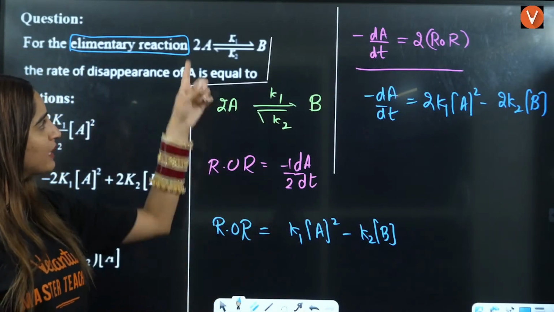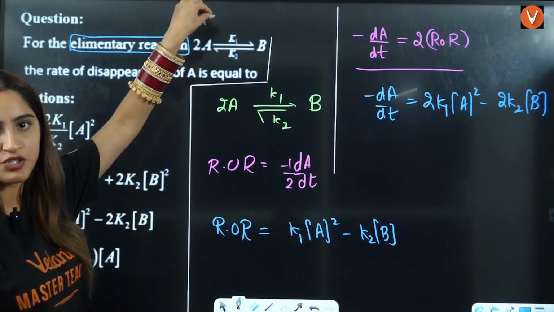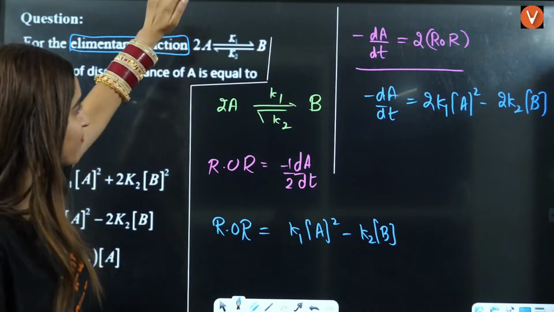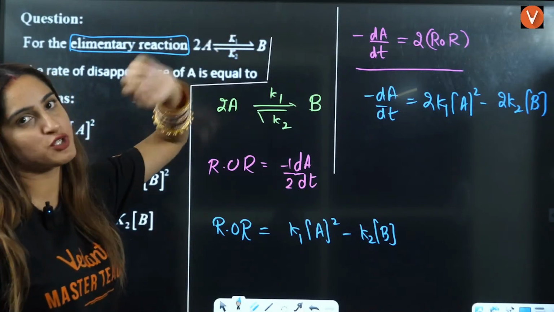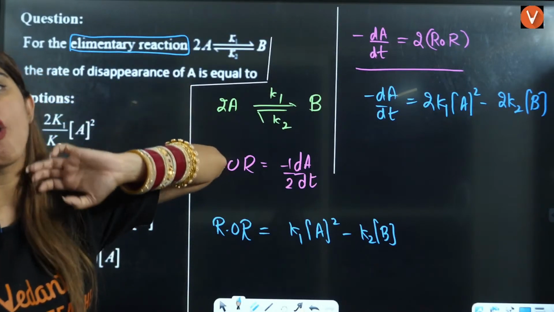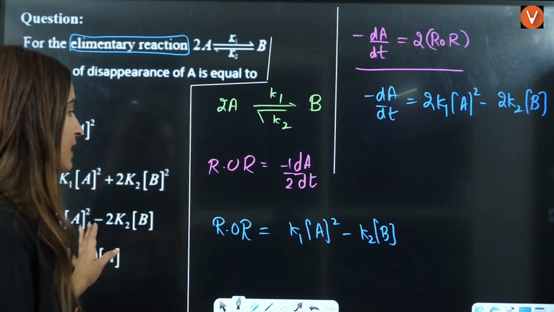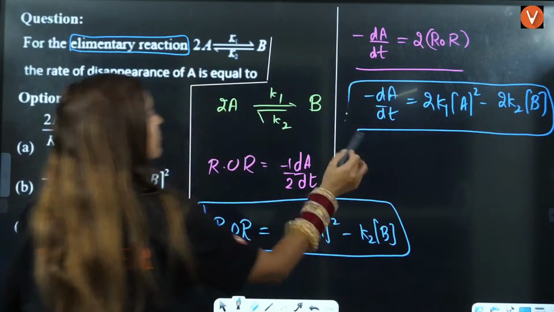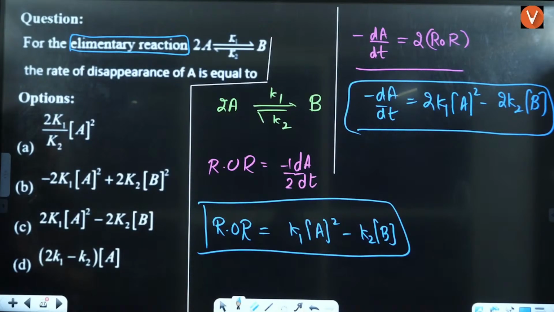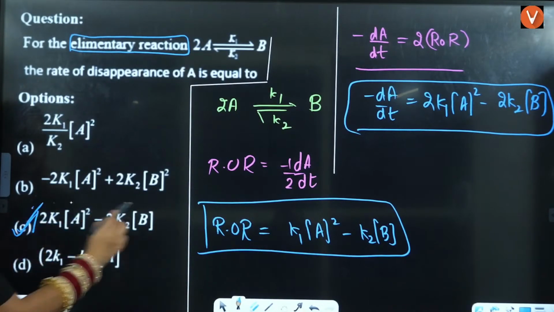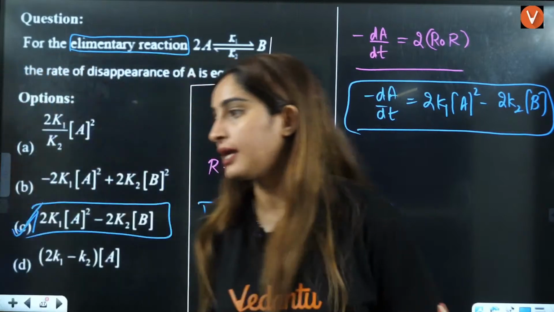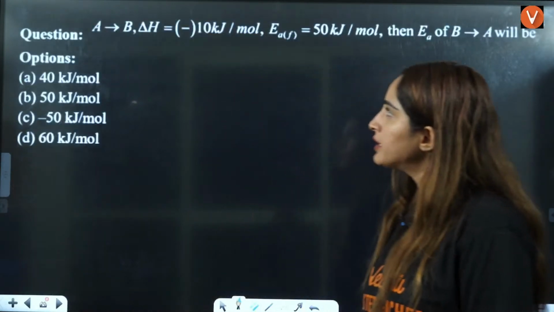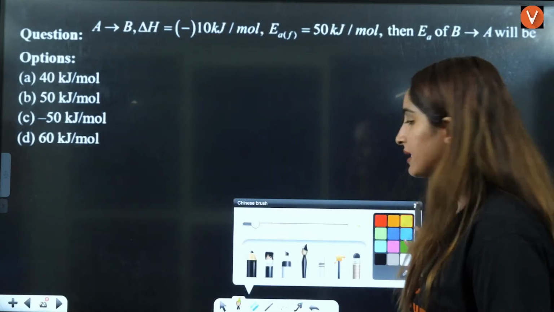Rate of reaction for an elementary reaction can also be the forward rate constant multiplied by reactant raised to the power of stoichiometry, minus the backward rate constant raised to the power of the stoichiometry of the backward reaction. So this is going to be the answer for rate of reaction, that is the rate of disappearance. So C is the correct answer. Understood? Okay, is that clear?